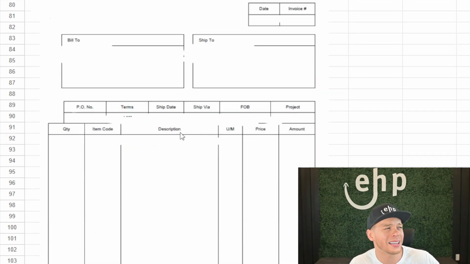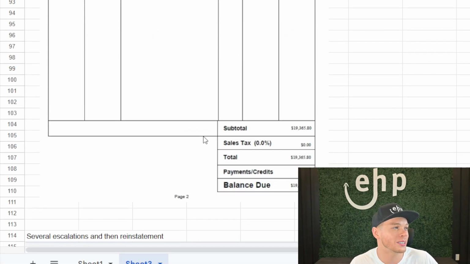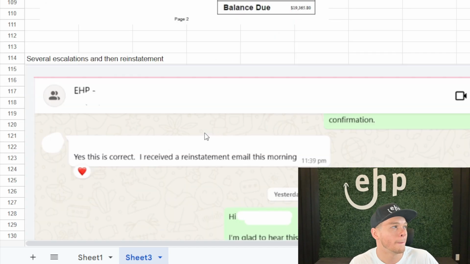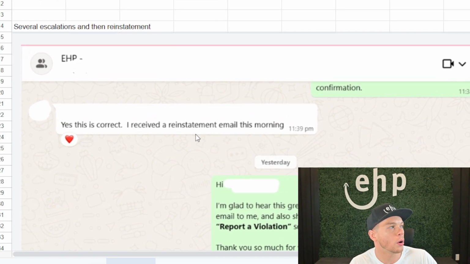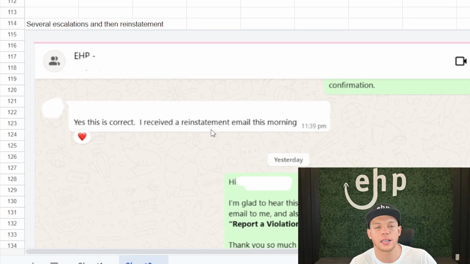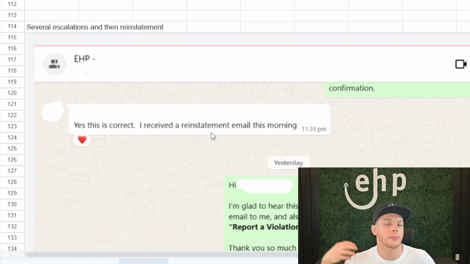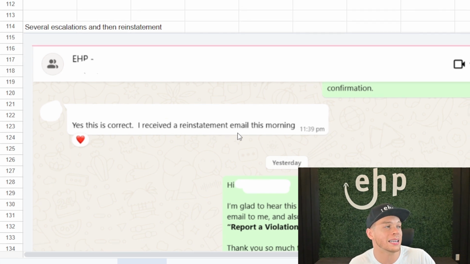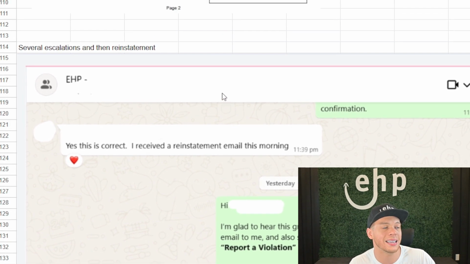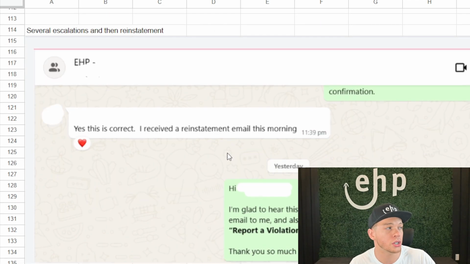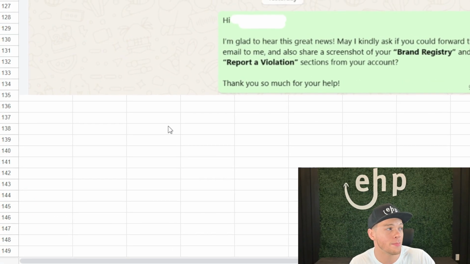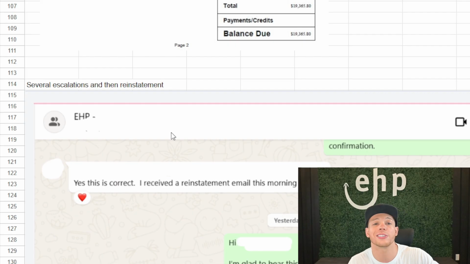And we're just submitting invoices. I'm like, what does this have to do with the trademark? We're just submitting all this stuff. And then we finally got this one reinstated. So again, we messaged this client. Sometimes clients prefer email. Sometimes they prefer WhatsApp. I received reinstatement email this morning, and we reinstated all of the brands, not just one of them. It was a pain. This one took around 60 days.